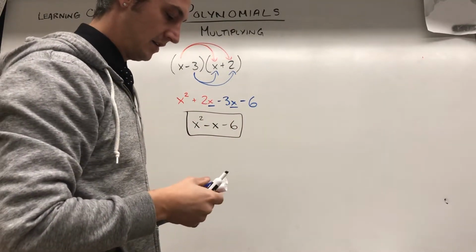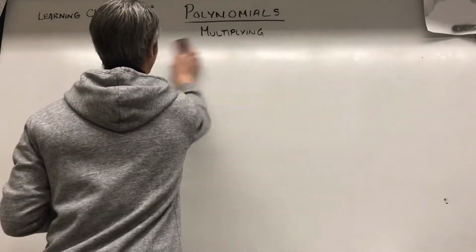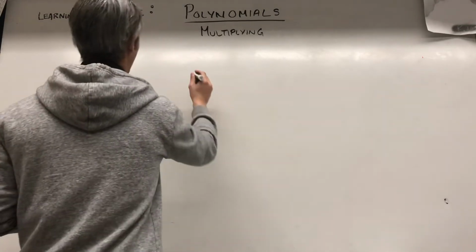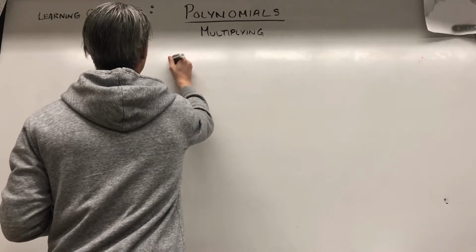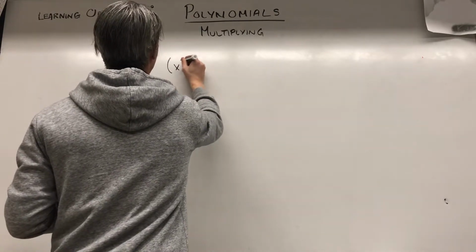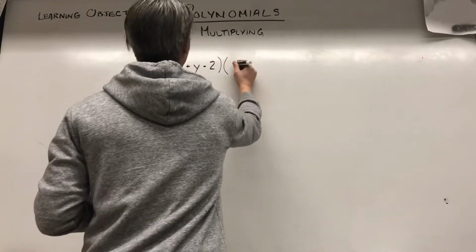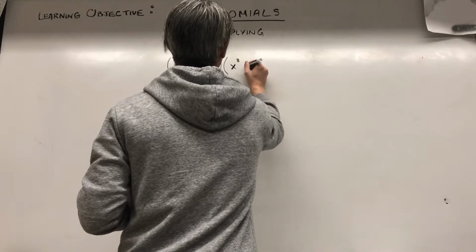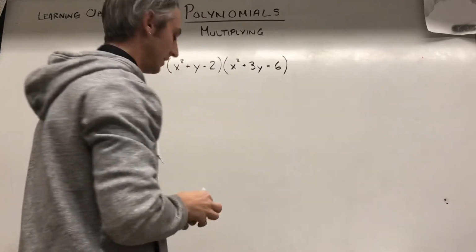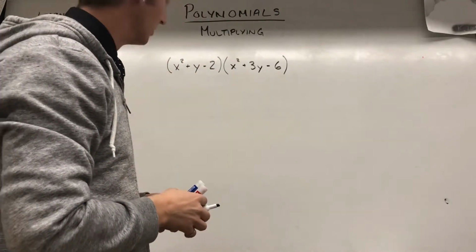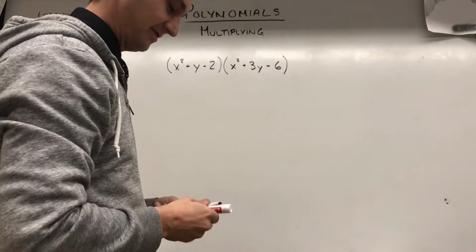Okay, and then let's just do one last one for funsies. Let's say I had x squared plus y minus 2 multiplied by x squared plus 3y minus 6. Okay, so what's going to happen here? Oh, this is gross. Why did I do this? Well, let's do it anyway.